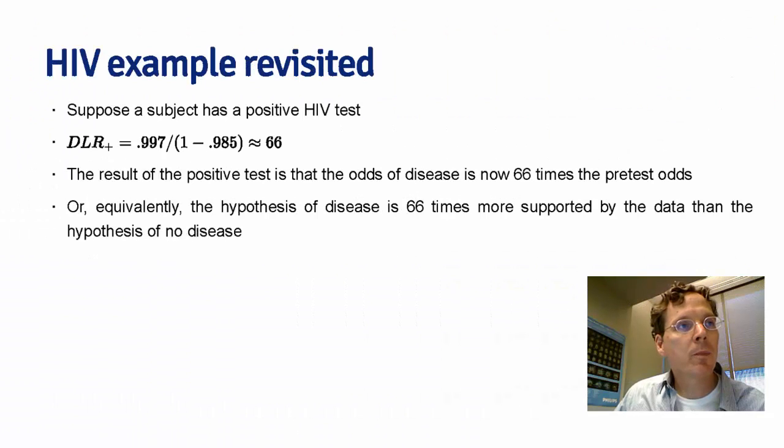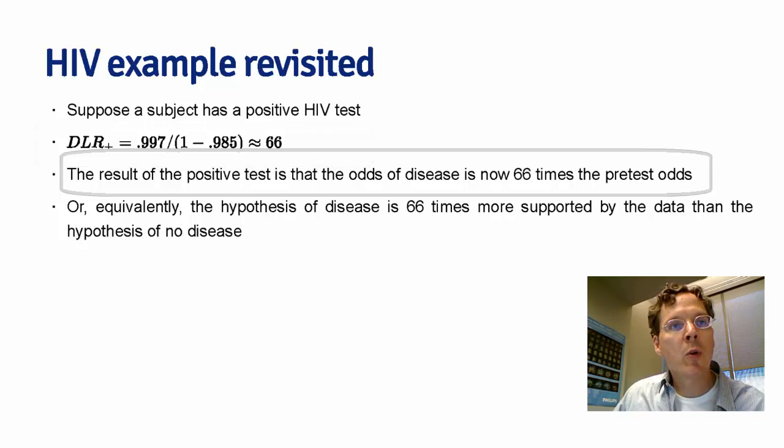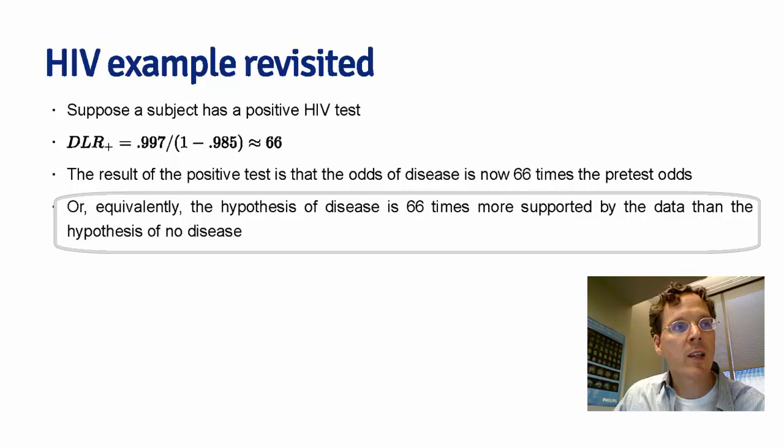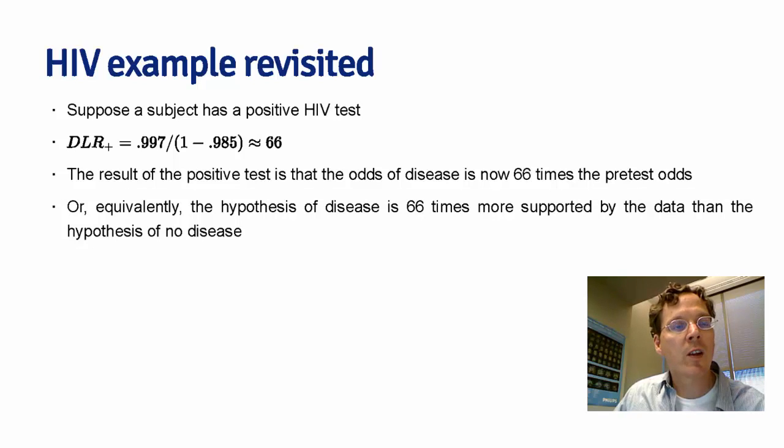So let's go through our example. Suppose that a subject has a positive HIV test. If we calculate using our sensitivity and specificity from before, the diagnostic likelihood ratio works out to be 0.997 divided by 1 minus 0.985, which works out to be 66. In other words, no matter what your pretest odds are, you multiply them times 66 to obtain your post-test odds. Or in other words, the hypothesis of disease is 66 times more supported by the data than the hypothesis of no disease. Now, if the pretest odds are very small, then multiplying them by 66 will still result in a small number, though 66 times larger.